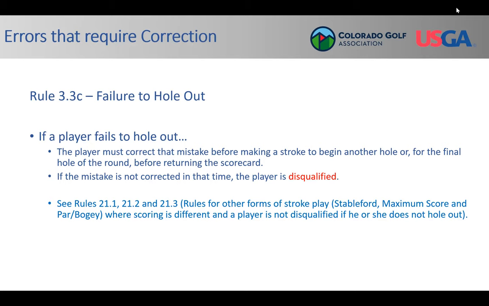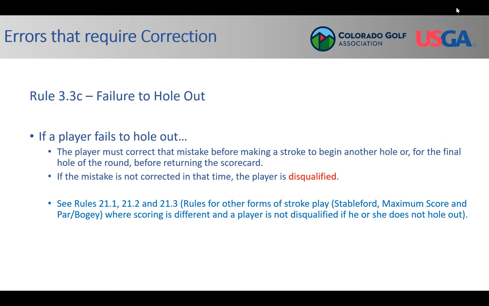Same thing in maximum score. If a player fails to hole out in max score, we're just going to apply the maximum score, whatever the committee says it is, to that player's hole. And par bogey is essentially a stroke play game where you're playing a match against par or bogey. If you don't hole out, you're just going to lose that hole, and that hole's not going to count as a win for you in that game.